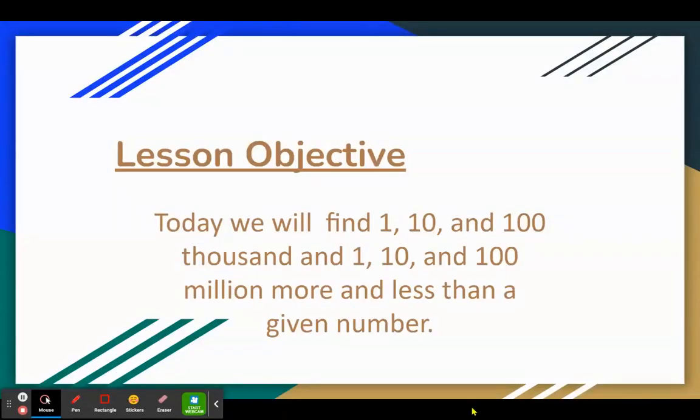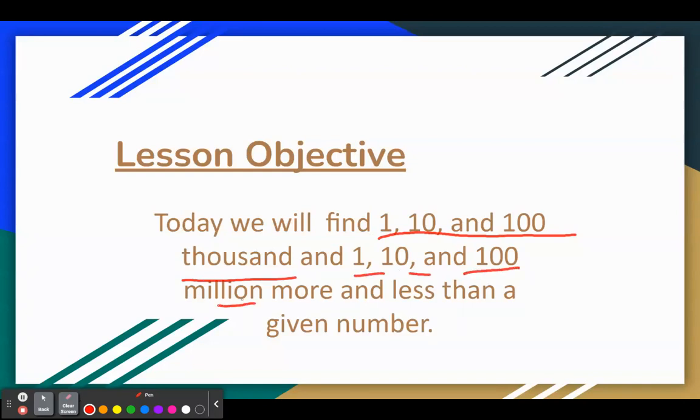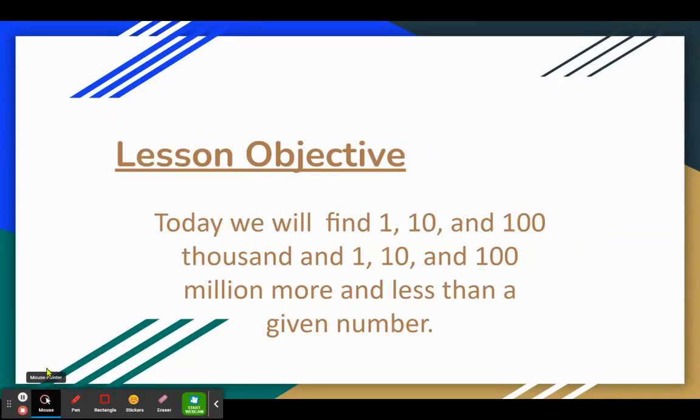Let's go ahead and get started with today's lesson objective. So today we will find 1, 10, and 100,000 and 1, 10, and 100 million more and less than a given number. Okay, let's go ahead and get started with our lesson.